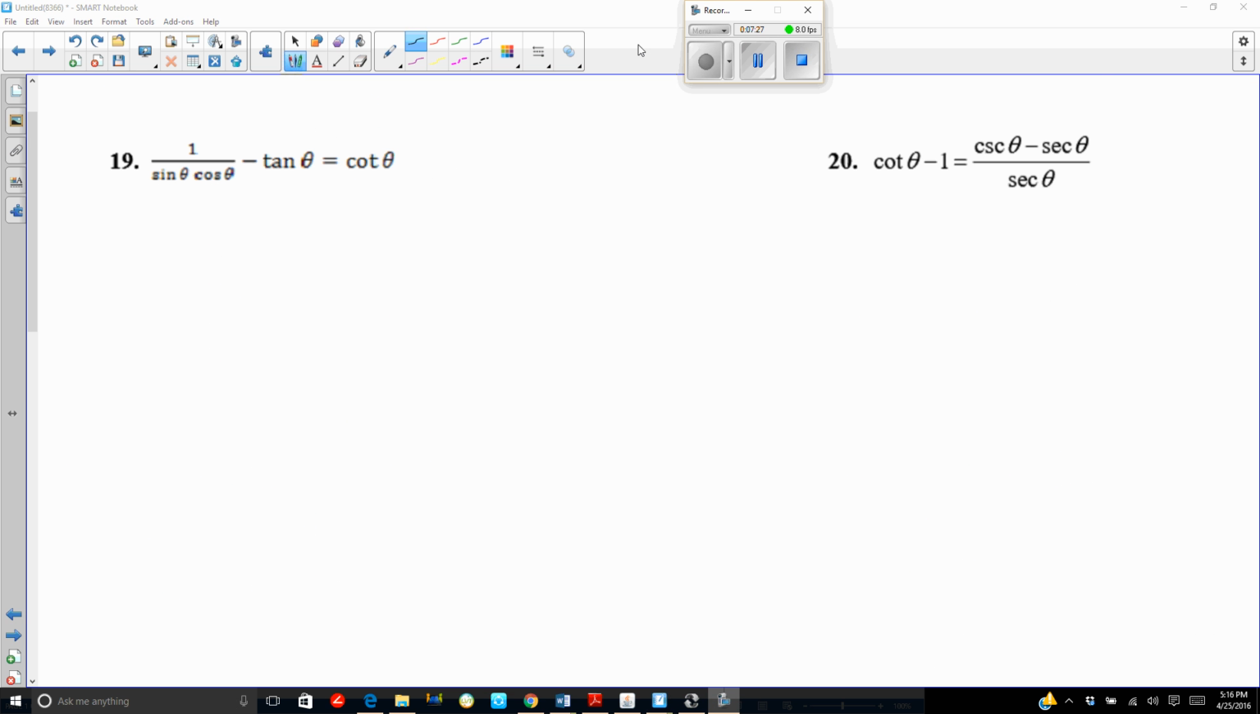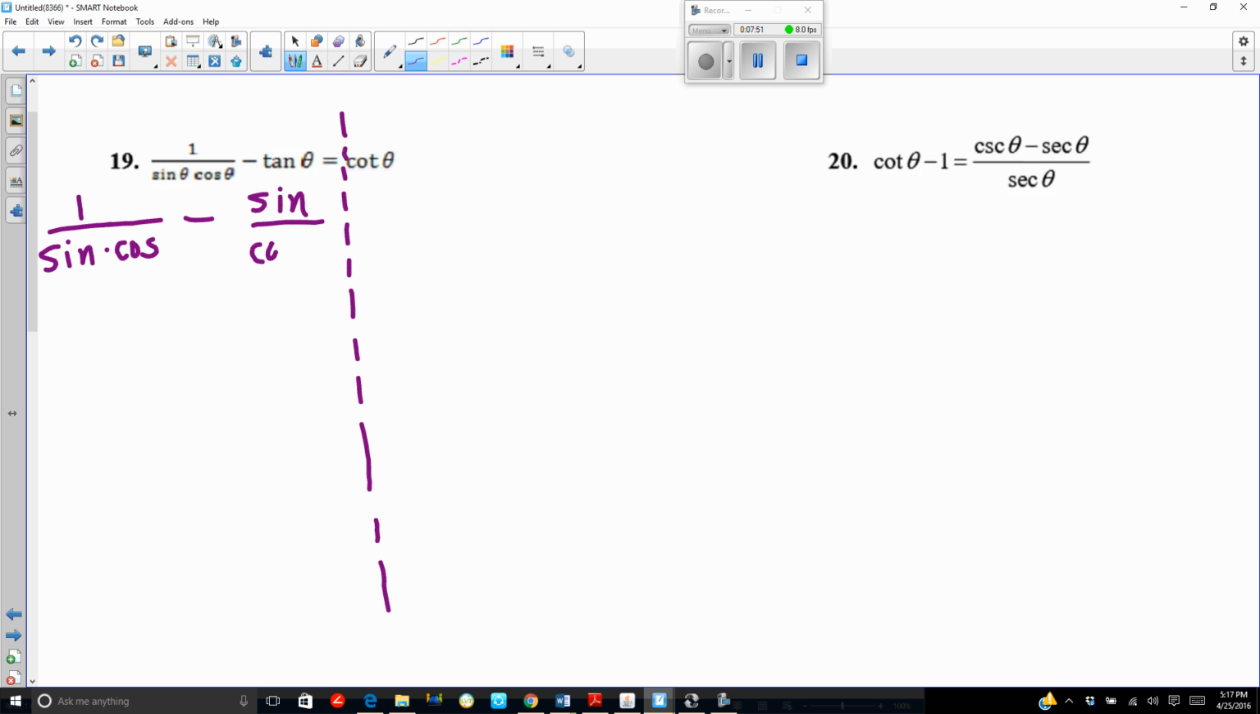So on the back, you've got a couple that are a little more challenging. But hopefully, at least you can get started on this. Write everything in terms of sine and cosine. So this is going to stay 1 over sine times cosine, minus tangent, sine over cosine.